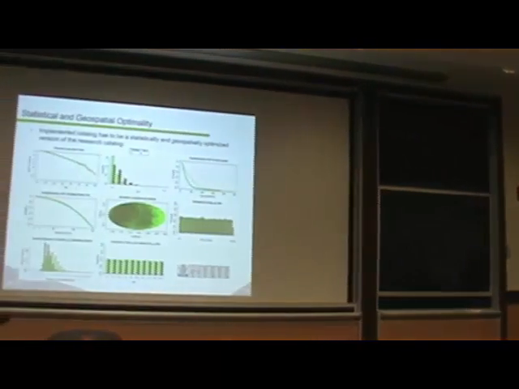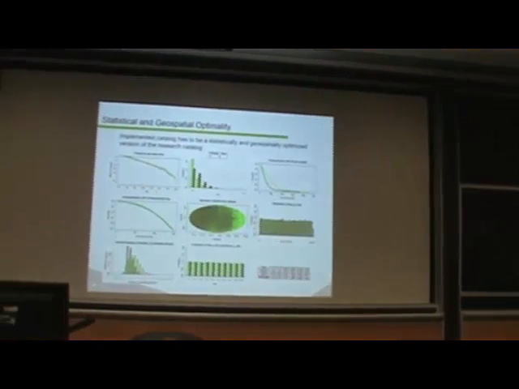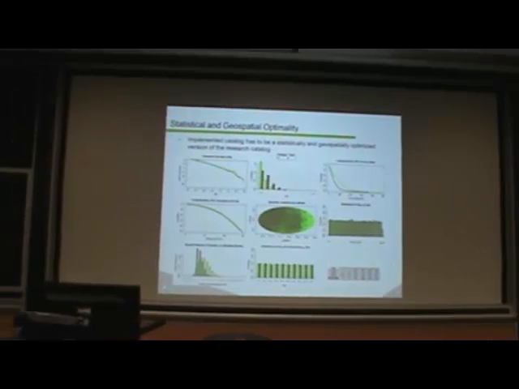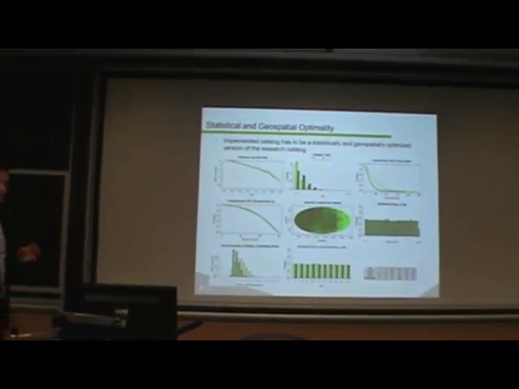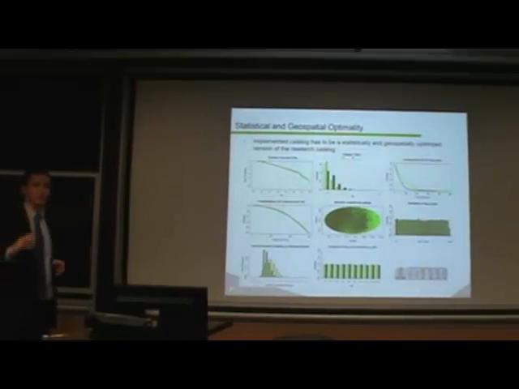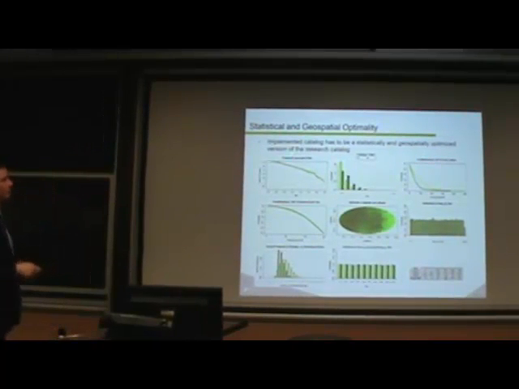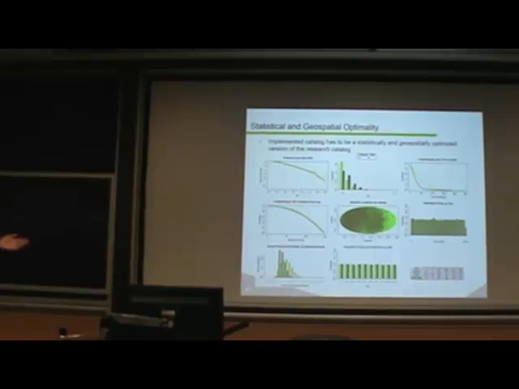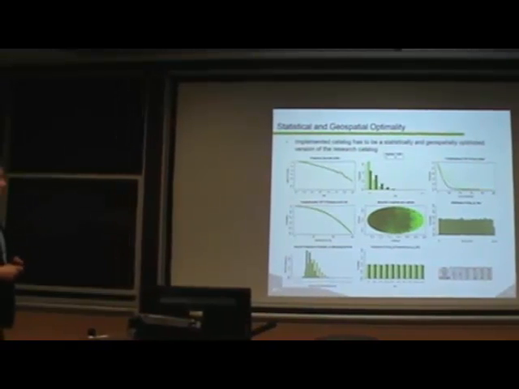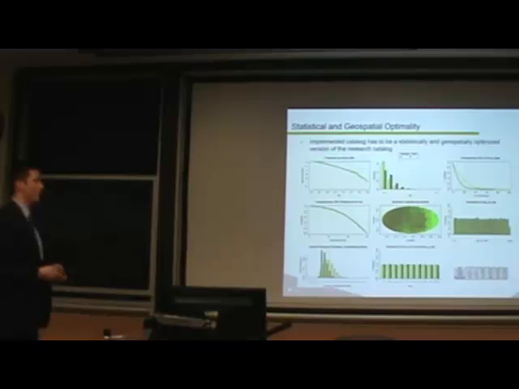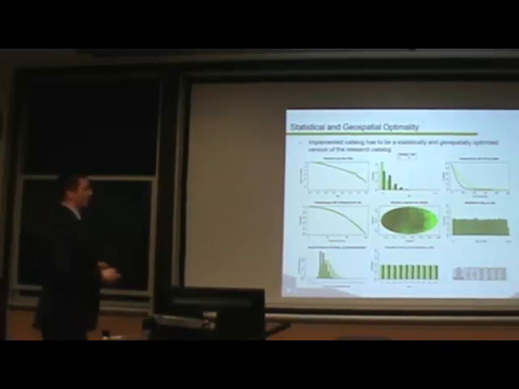So, as I mentioned, data optimization. If you remember, I said that very often there are two catalogs, the big one and the small one. The small one is the one that's actually implemented into a software. So this implemented catalog has to be a statistically and geospatially optimized version of the research catalog. I'm not going to go too much into detail, I'm just showing an example of what we do.